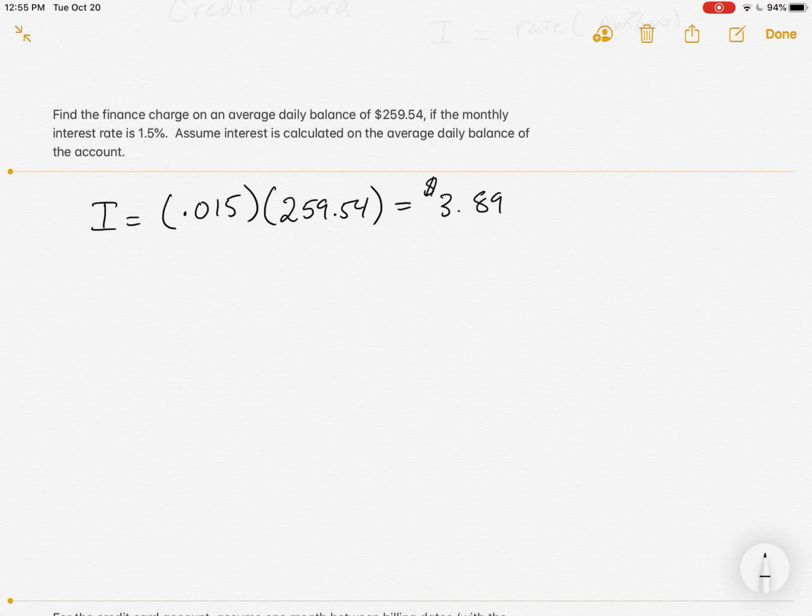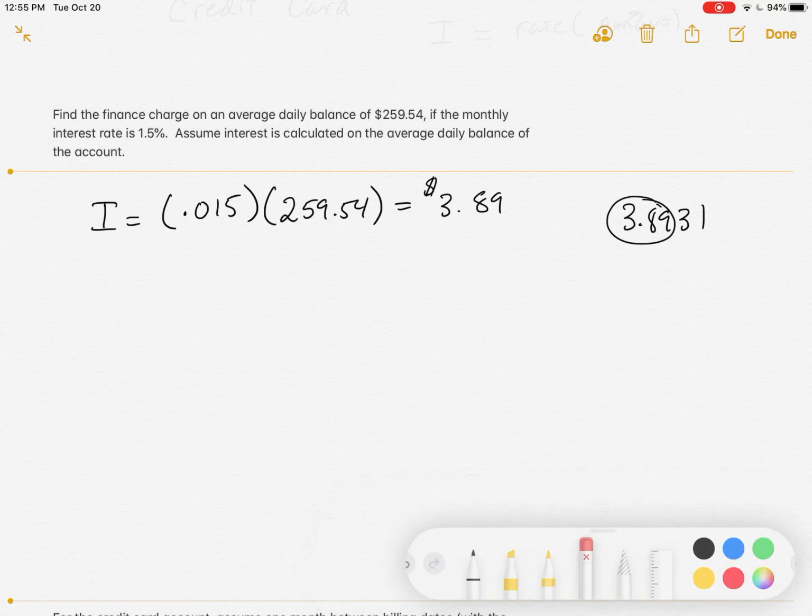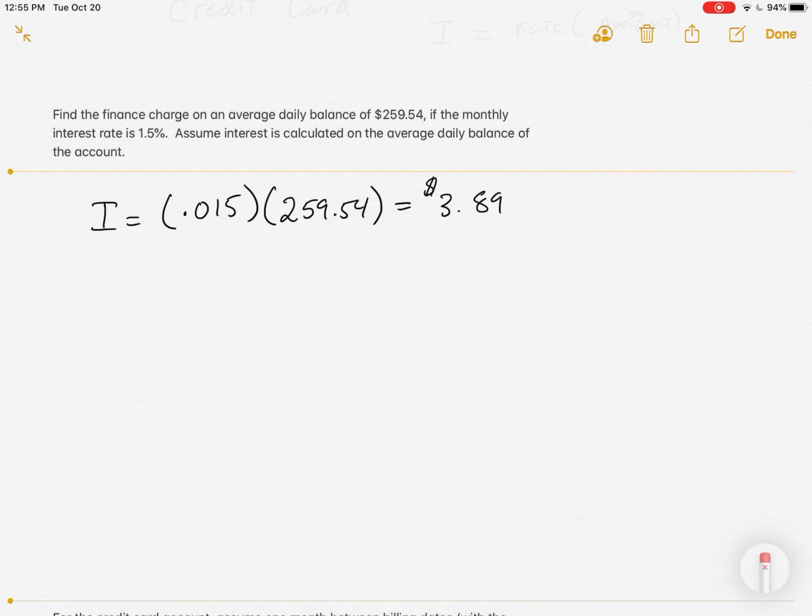So what I'm seeing on my calculator is 3.8931. They will do regular rounding, so I'm rounding to that position. This number was underneath 5, so we're going to leave it as a 9. So you will be rounding in a lot of these instances, and the computer wants you to round appropriately. I did have a student one time say 1.5%.